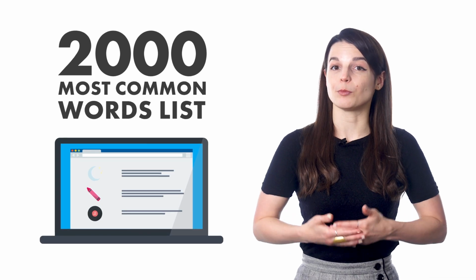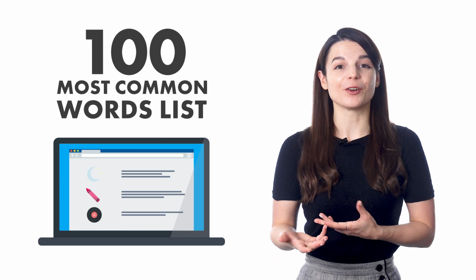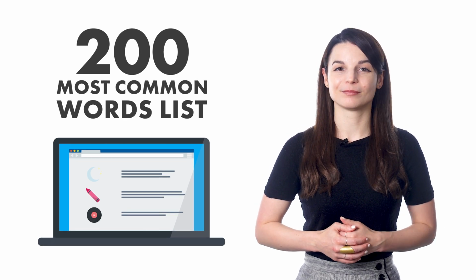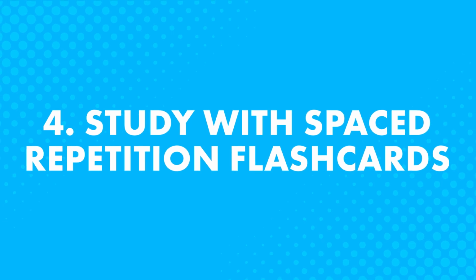So if you're an absolute beginner, you can start with the top 100 words. Once you've mastered those, you can move on to the next category. You can also use other study tools to learn these words faster, right? Such as number 4, study with spaced repetition flashcards. Now, we're not talking about paper flashcards. We're talking about the smart flashcards that you can find in our premium study tools.